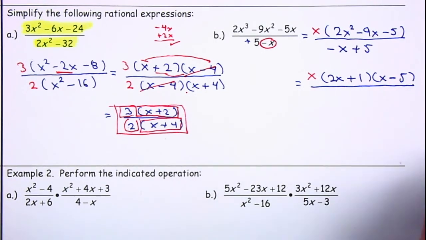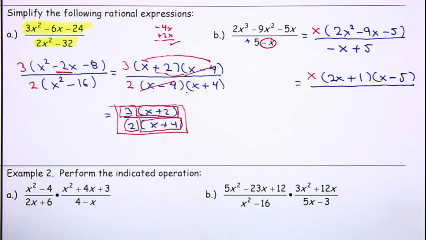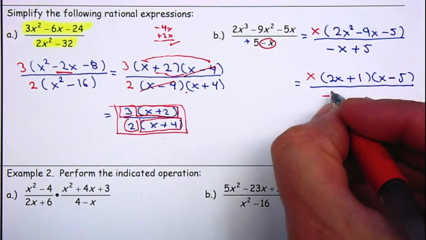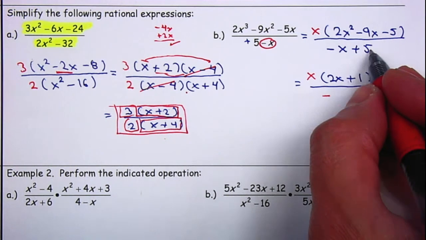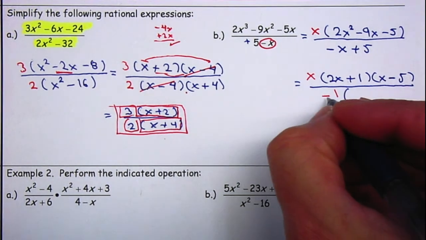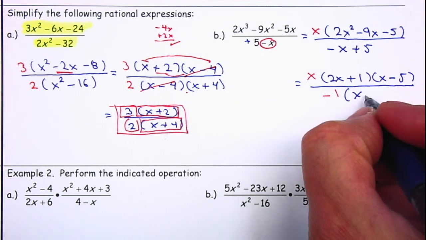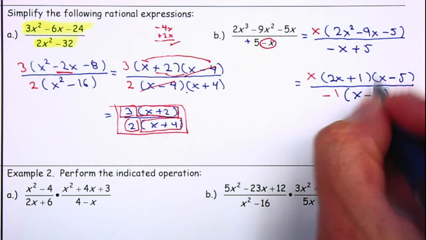On the denominator, I cannot have a negative number on the front. I want to be able to factor out a negative 1. Is there a number that divides 1 and 5? No. So I can just take out a negative 1. What do I need to multiply negative 1 by to get negative x? X. Negative 1 times what is positive 5? Negative 5. Negative times negative is positive.